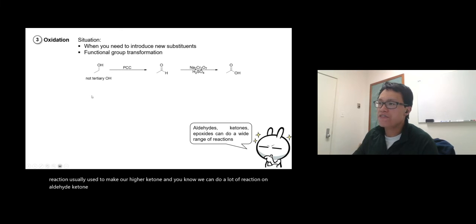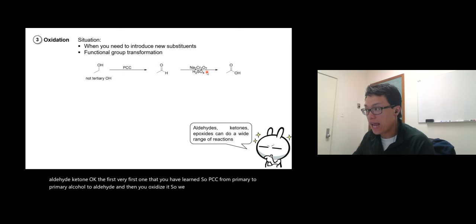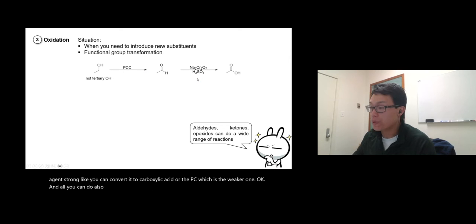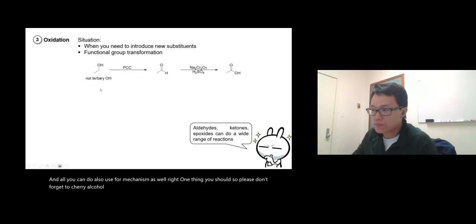Okay. The very first one that you have learned is PCC, from primary alcohol to aldehyde, and then you oxidize it further. So we have two options of oxidizing agent: a strong one, which converts that to carboxylic acid, or PCC, which is the weaker one. Or you can also use permanganate as well. One thing you should know, please don't forget tertiary alcohol cannot be oxidized.